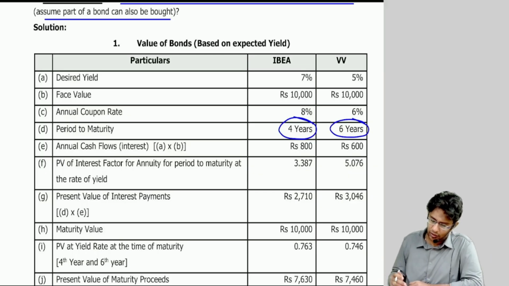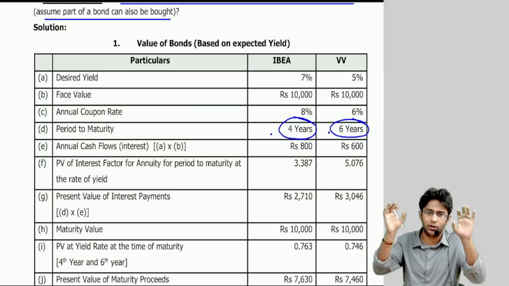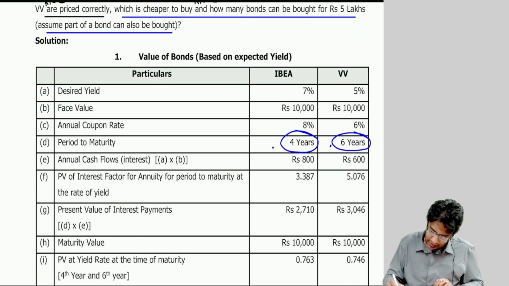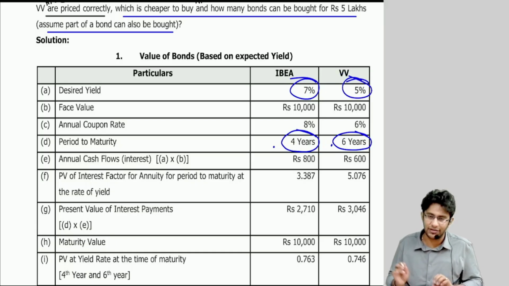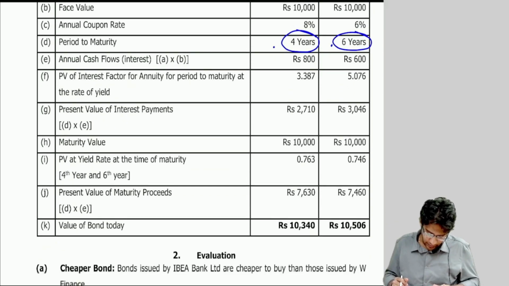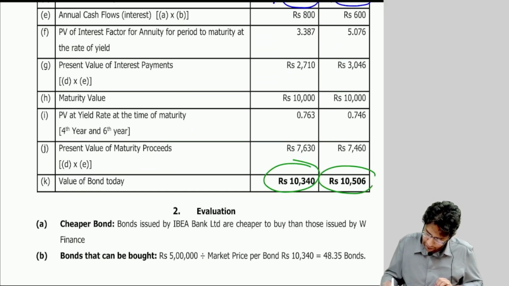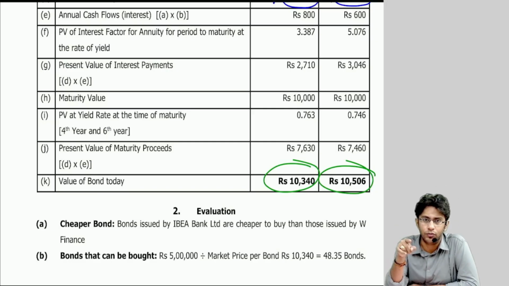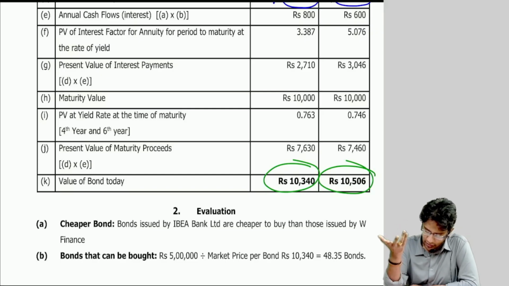Okay, what you have to do now? Here 4 years of coupons, here 6 years of coupons, discount them. Maturity value also discount it, with the discounting rates already given to you. For the first bond you will apply 7%, for the second bond you will apply 5%. With the revised required returns, work out the price of the bond. When you work out, you get 10,340 and 10,506. Between these two, which one is cheaper is what he is asking. Between the two companies' bonds, which one is cheaper? First one, 10,340. So go and buy that bond.